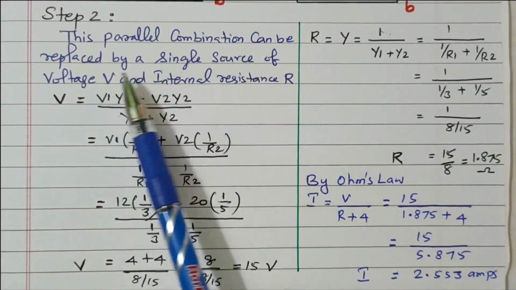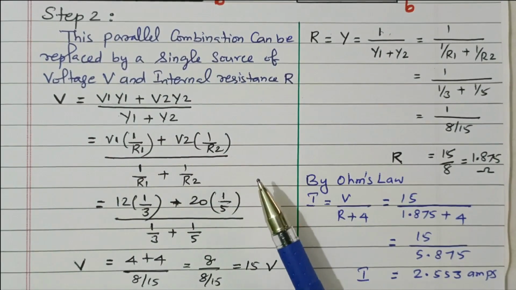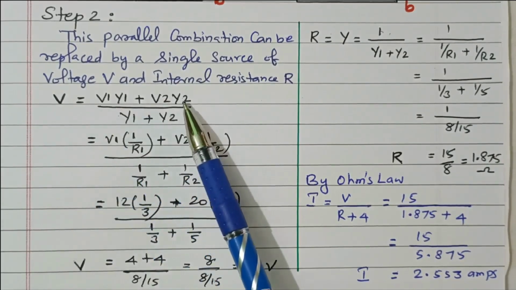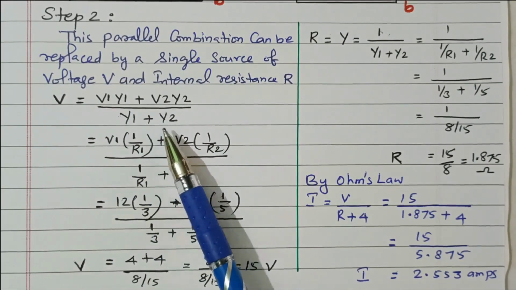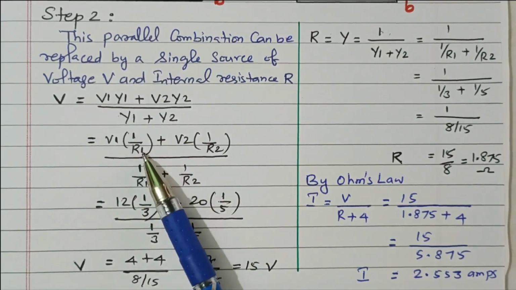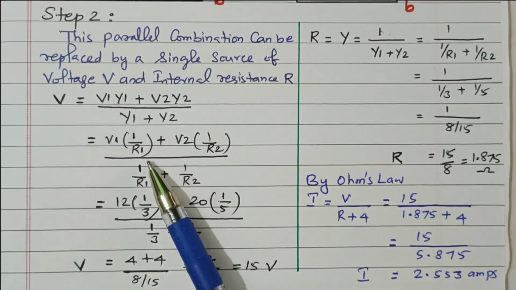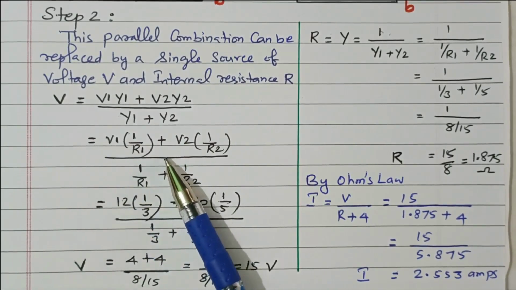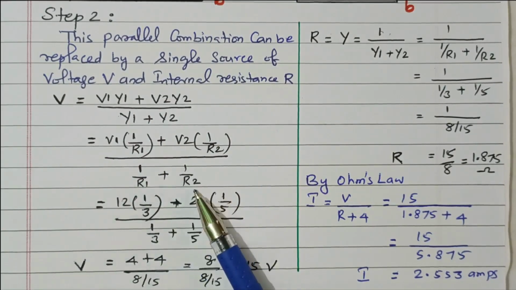So this parallel combination can be replaced by a single source of voltage V and internal resistance R. Then how will you calculate V? V equal to V1 Y1 plus V2 Y2 divided by Y1 plus Y2. This is the formula available in Millman's theorem. This Y is nothing but admittance, that is 1 divided by R1. Both are reciprocal. Resistance means opposing, admittance means allowing. So Y1 is 1 divided by R1. So V equals V1 times 1 divided by R1 plus V2 times 1 divided by R2, divided by 1 divided by R1 plus 1 divided by R2.